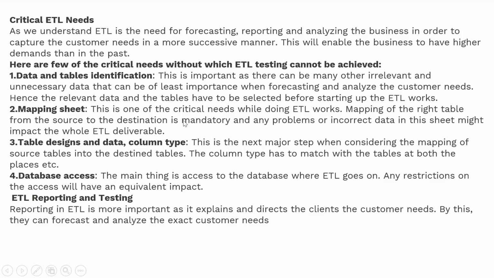Mapping sheet. This is one of the critical needs while doing ETL works. Mapping of the right table from the source to destination is mandatory, and any problems or incorrect data in this sheet might impact the whole ETL deliverable. The third one is table designs and data column type. This is the next major step when considering the mapping of source tables into the destined tables. The column type has to match with the tables at both places. Database access. The main thing is access to the database where ETL goes on. Any restrictions on the access will have an equivalent impact.